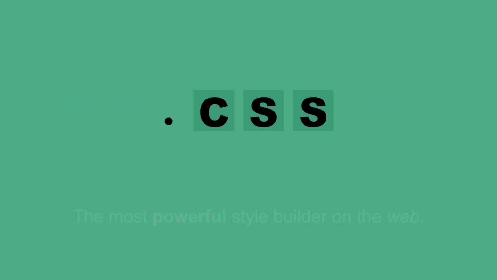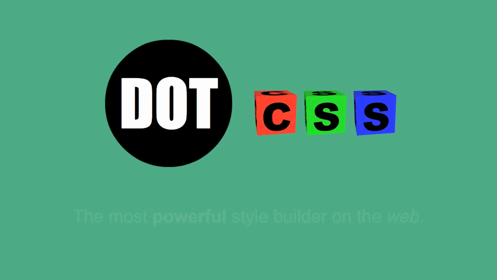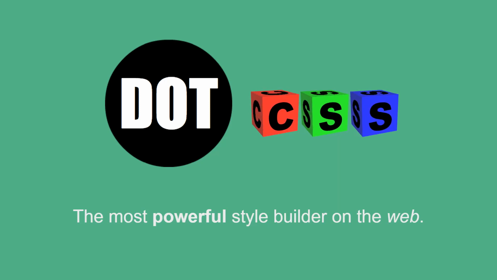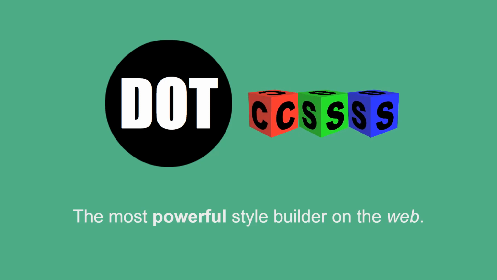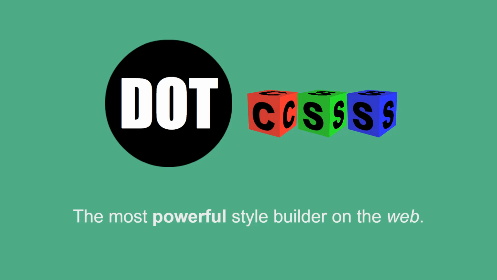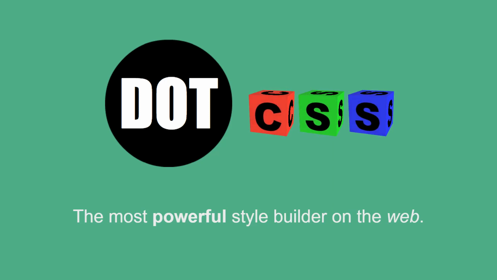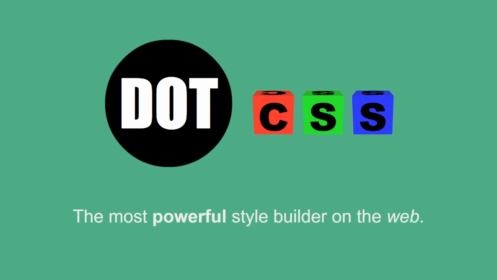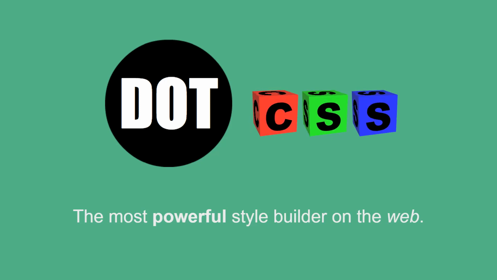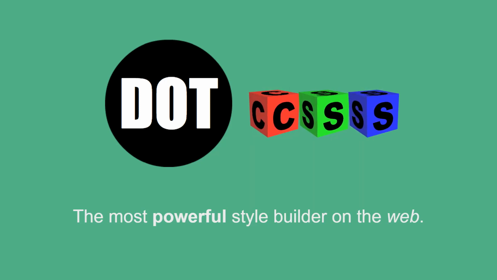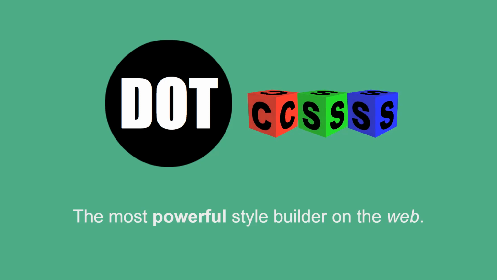Hello, Josh Sideris here. Today I'm going to do a tutorial on DOTcss. DOTcss is my answer to dynamic JavaScript generated styles for web applications. As far as I know, it is the most powerful JavaScript style builder, and as of my recording this, it is the only framework that I know of that can animate 3D transformations.